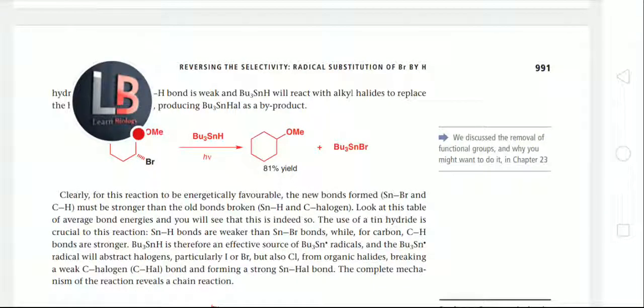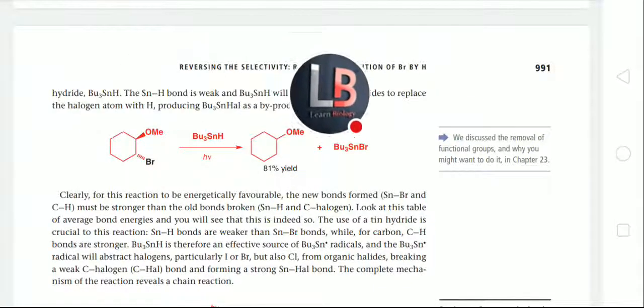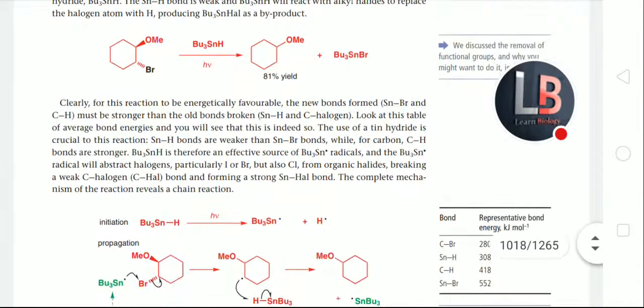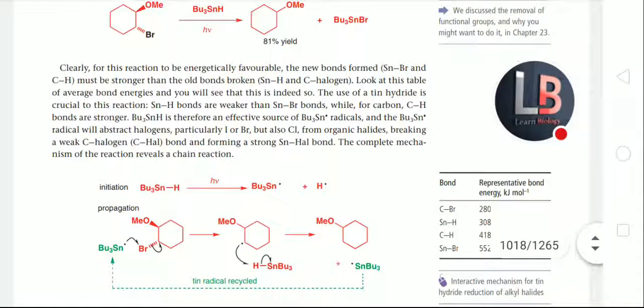Clearly, for this reaction to be energetically favored, the new bonds formed, Sn-Br and C-H, must be stronger than the old bonds broken, Sn-H and C-halogen. Look at this table of average bond energies and you will see that this is indeed so.